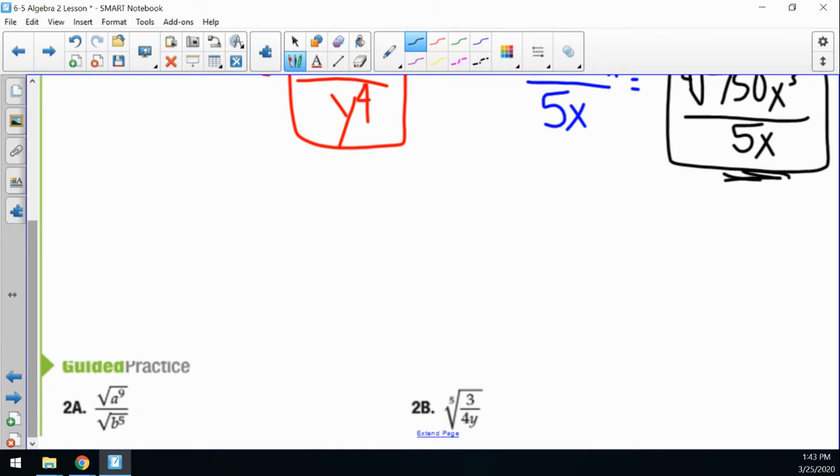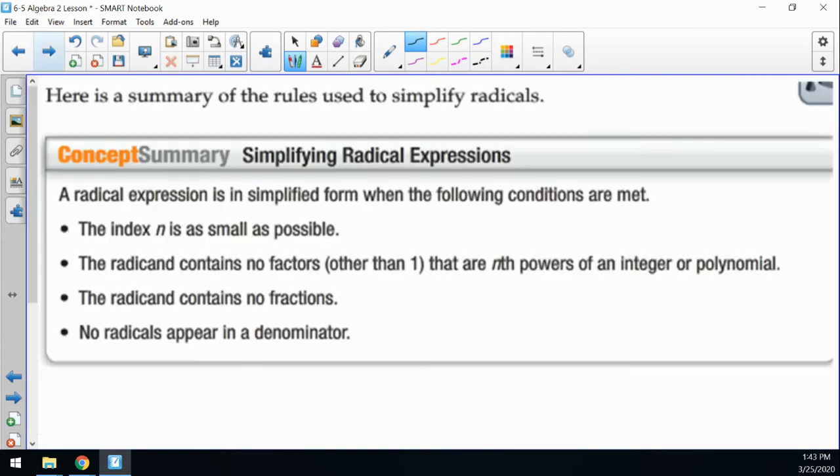Here's a couple problems that you can try now here in your notes.